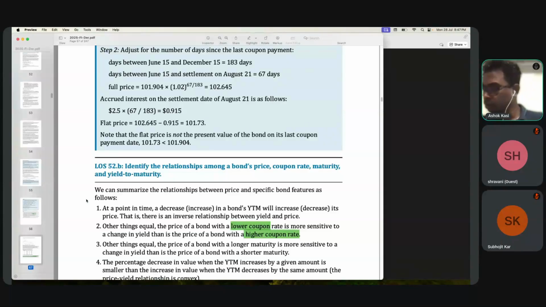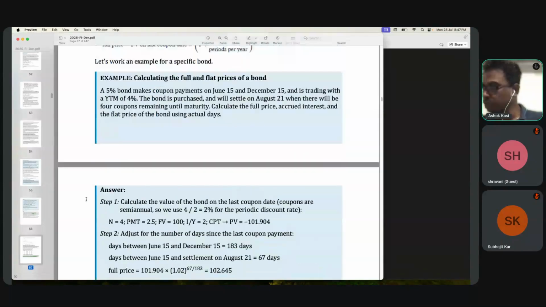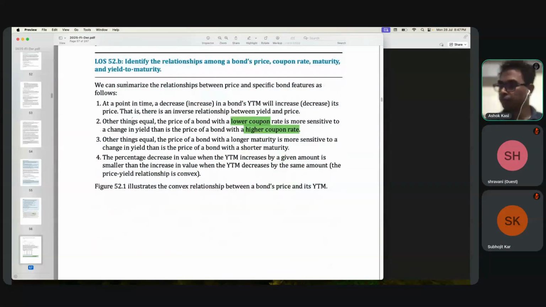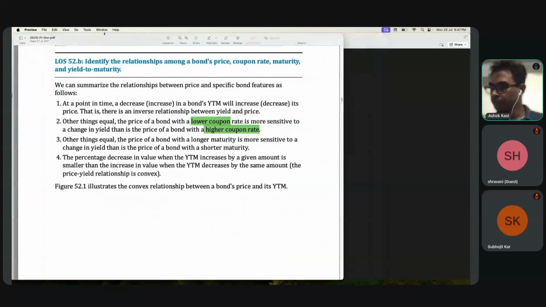Okay. So last time we stopped here, right? We are supposed to begin from this LOS 52 point P. Here, this is: identify the relationship among your bond price, coupon rate, maturity, and YTM. By the way, what is YTM? Yield to maturity. We need to understand this term first.